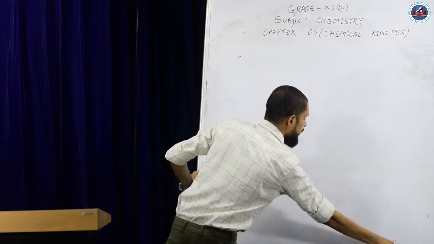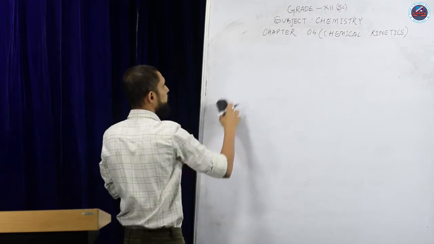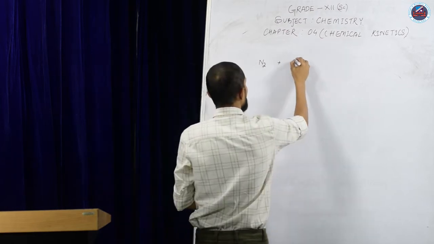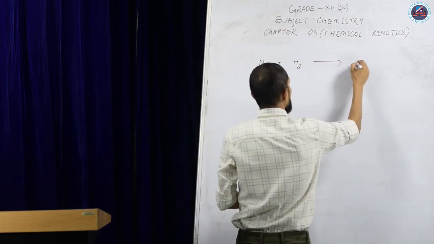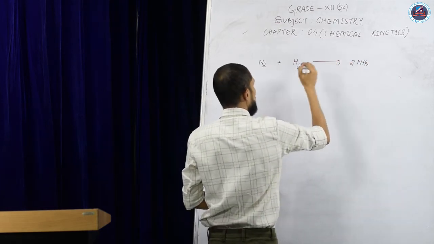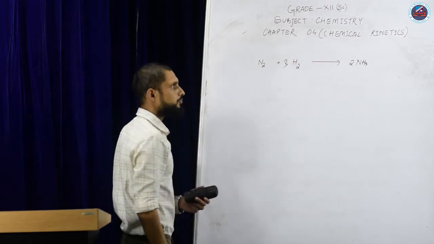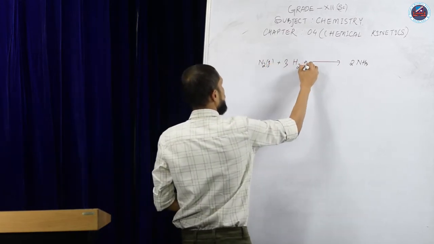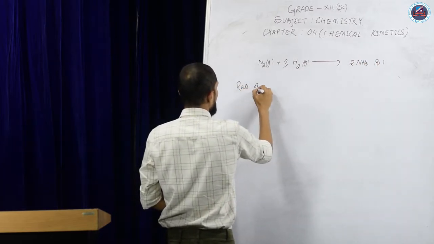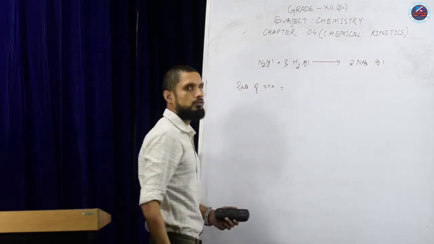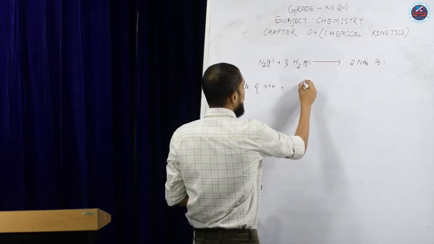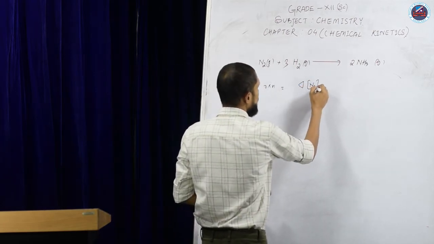Let us take a reaction and try to write the rate of reaction. So let us take the formation of ammonia, that is nitrogen plus hydrogen gives ammonia. So if you balance this equation, multiply here by 2, here by 3. It is in gaseous phase. So rate of reaction is equal to, if you write in terms of nitrogen, change in concentration of nitrogen by change in time.